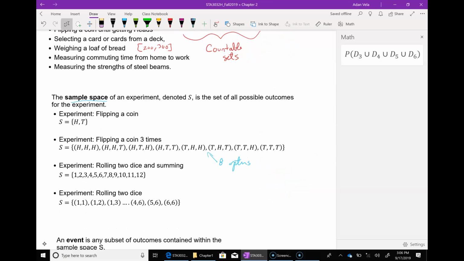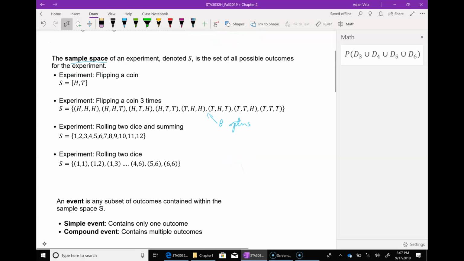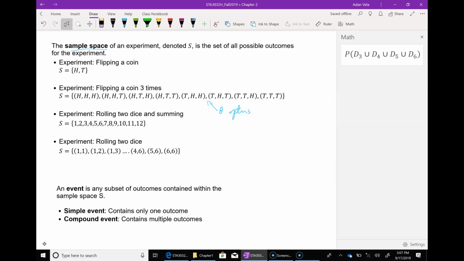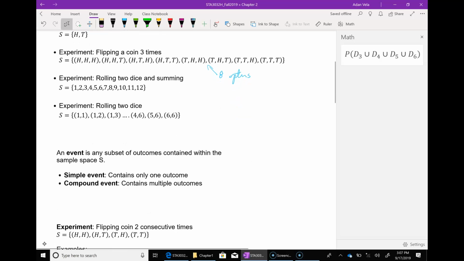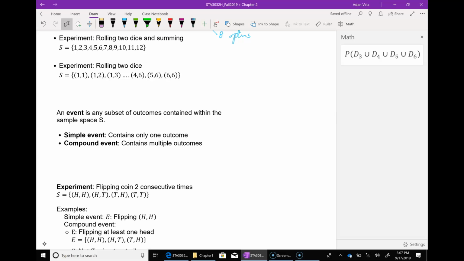And so the important part here is that our sample space contains in it all possible outcomes. Now, later on we'll leave it like that. For now, I think we're going to mostly focus on sample spaces that are countable. And they make the math a little bit nicer as we proceed with our discussion.